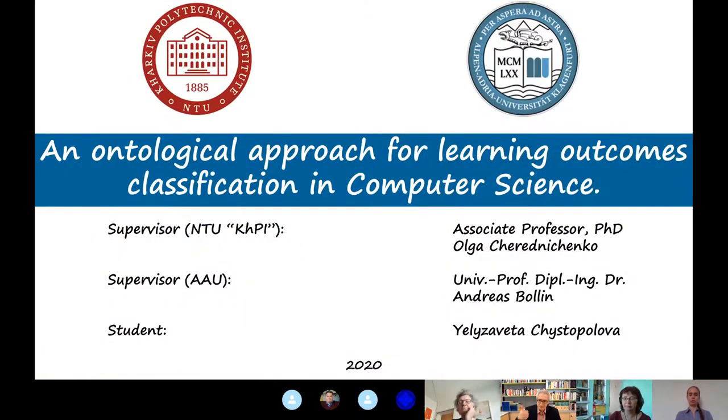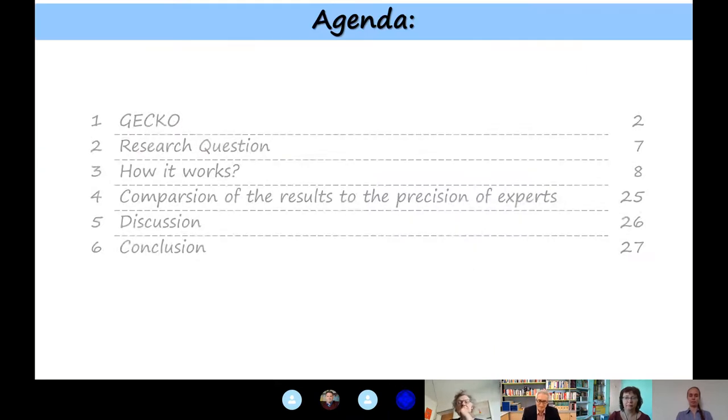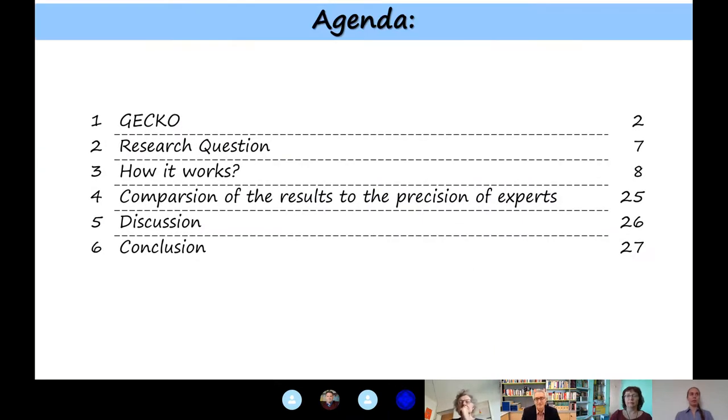Yes. Okay, great. So, today I want to talk about the project named Gecko, which will explain my research question. Then I will explain results of my work and compare them to the precision of experts. Then there will be discussion about problems and ways to solve these problems and a conclusion.